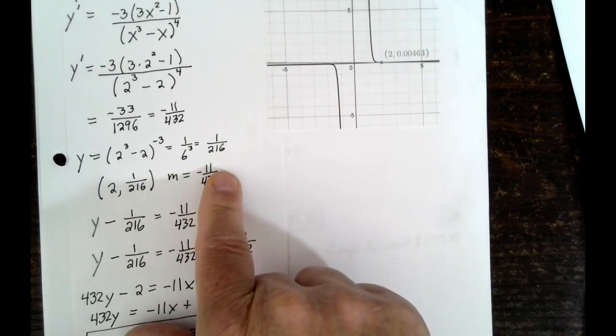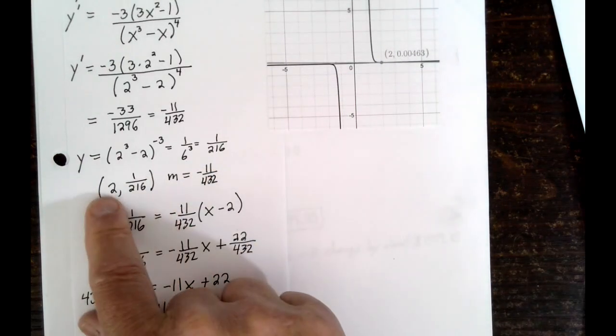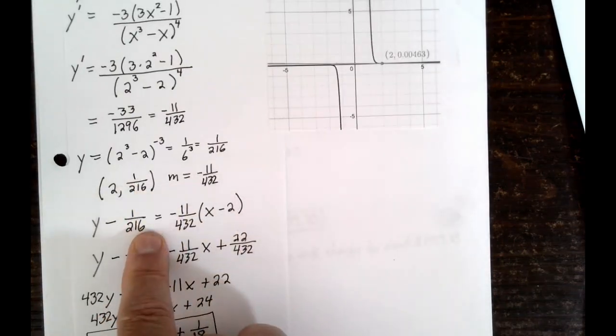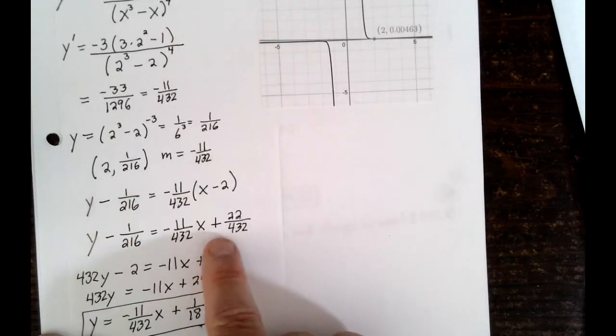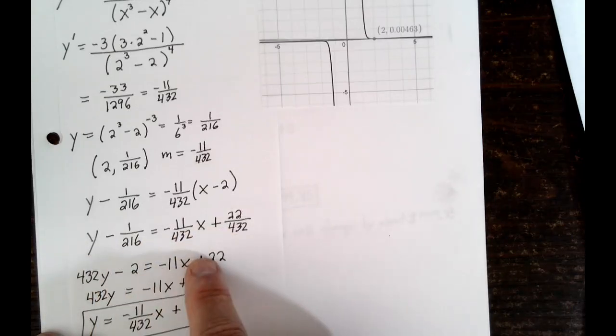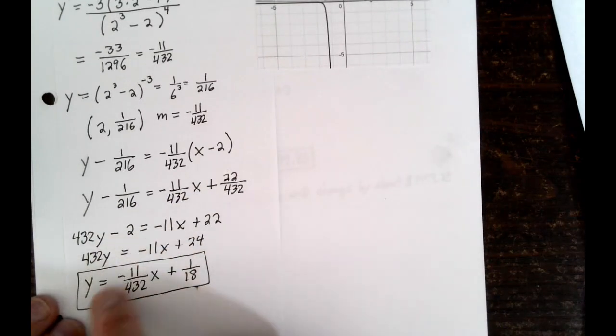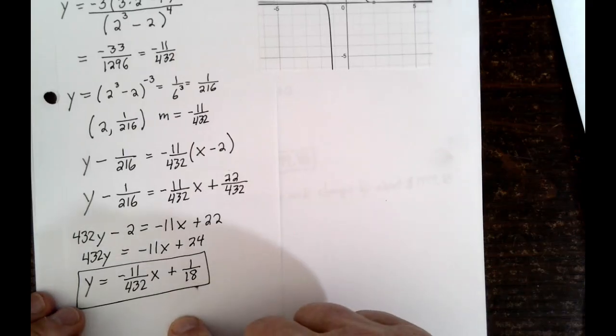So you plug that in for your slope, you plug this in for your x1 and this one for your y1. Multiply everything out, and then you multiply everything by 432 to get rid of your fractions, and then you solve it for y and you get this guy here.